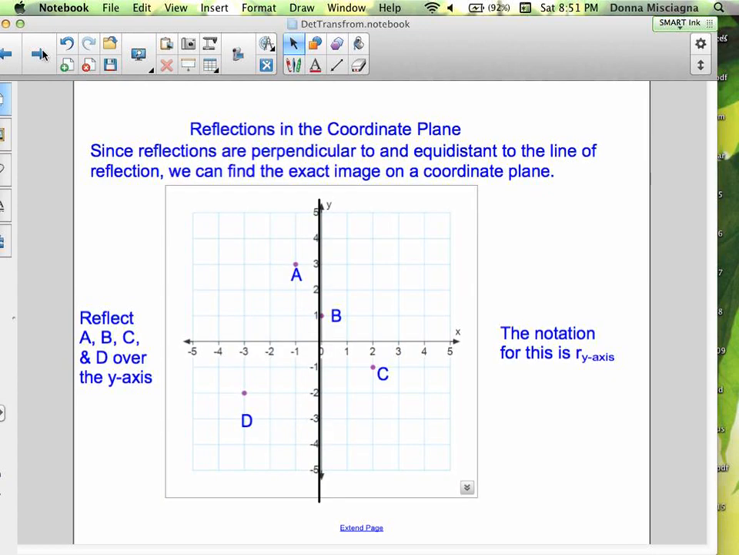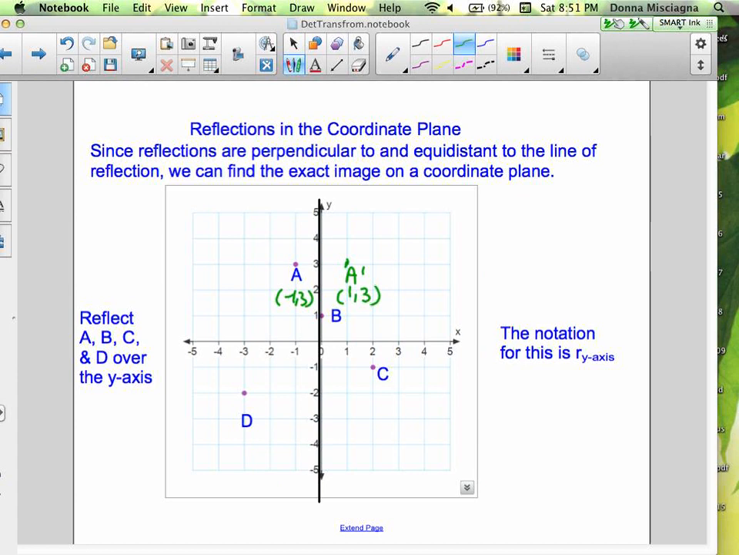Let's do the same thing over here. We're going to reflect A, B, C, and D over the y-axis. All right, so A is the point (-1, 3). A prime is going to be (1, 3). Right? Keep the y this time, make the x the opposite. All right, B is the point (0, 1). Keep the y, make the x the opposite, but the opposite of 0 is going to be in the same location. So if the point's on the line of reflection, it's not going to change.